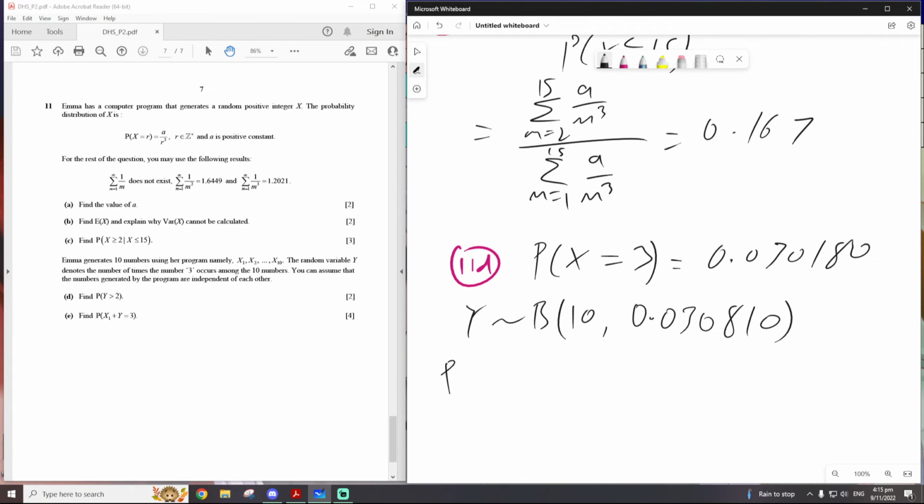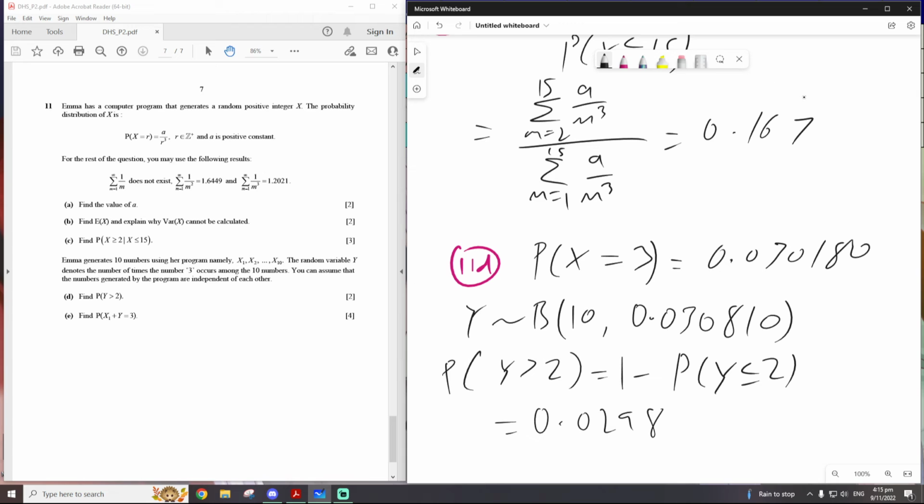So then you can find the probability accordingly. Y greater than 2 is the same as 1 minus probability that y is less than or equals to 2. Okay, and this gives you, you just use binomial CDF for this, 0.0298.